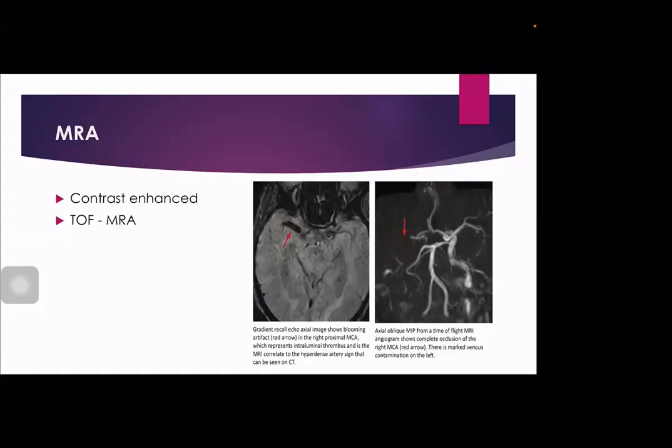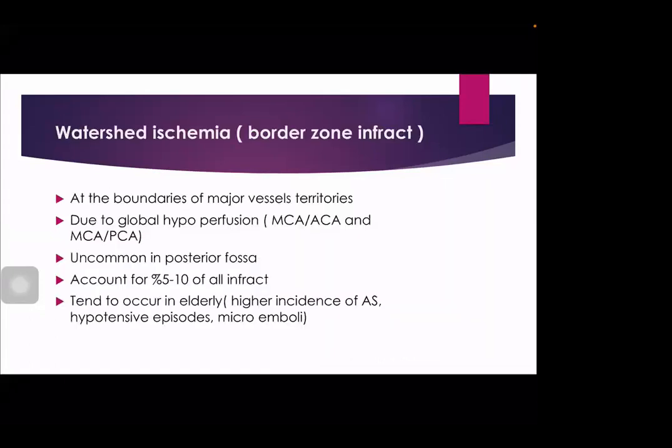Watershed ischemia, or border zone infarct, happens in the boundaries of the major vessel territories due to global hypoperfusion, between the middle cerebral and anterior cerebral arteries or between the middle cerebral and posterior cerebral arteries.